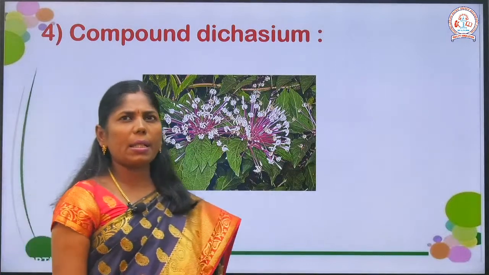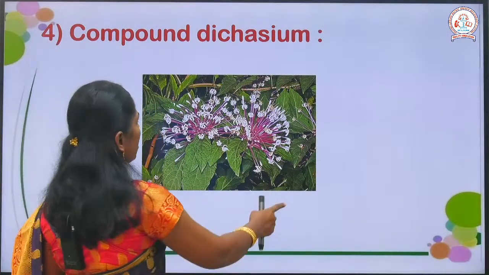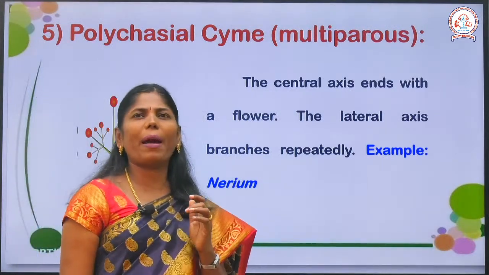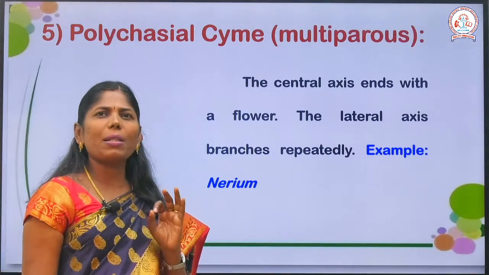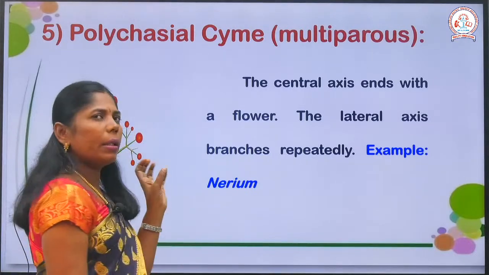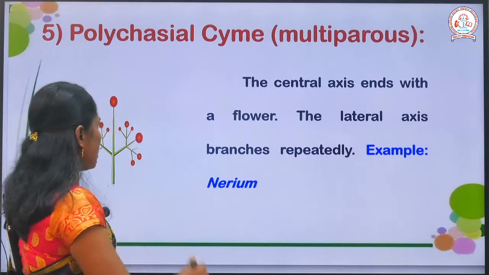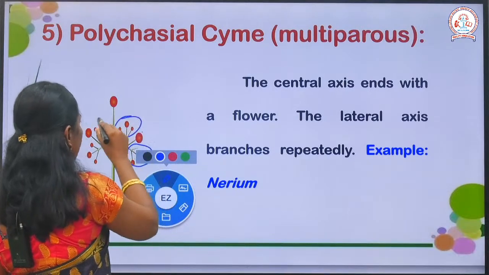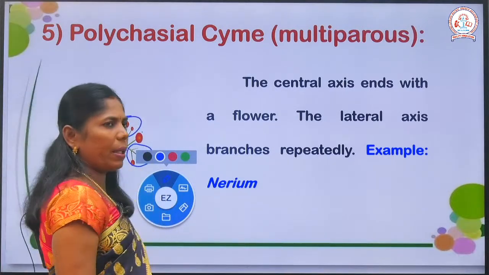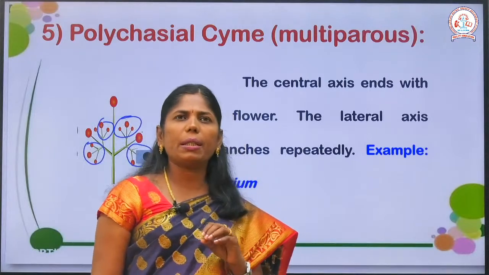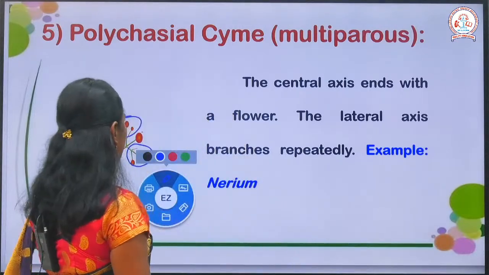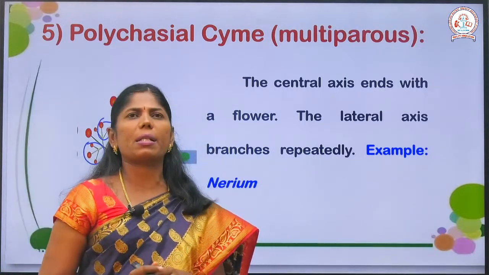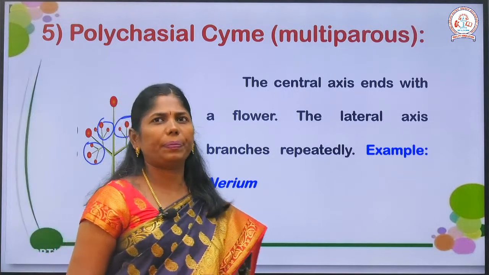So compound dichasium, we just studied. Polychasial cyme is very easy, multiparous is a polychasial cyme. Multiparous means it has so many simple chasium present. This is one simple chasium, this is another simple. So on each and every branch we can see the simple chasium. Dichasiums are present here. This is one dichasium, this is another dichasium. So many dichasiums arranged on the main axis is considered a polychasial cyme.